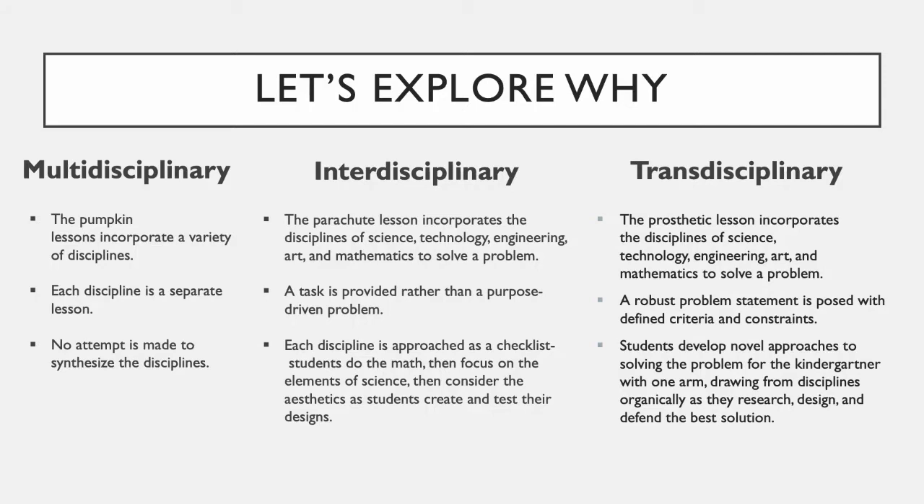In the interdisciplinary example, the parachute lesson incorporates all the disciplines that we're familiar with: science, technology, engineering, art, and math to solve a problem. But the task is provided for the students rather than generated by an actual issue or a real-world context. Additionally, each discipline is approached as a checklist. Students see the math, then focus on the science, and so on.